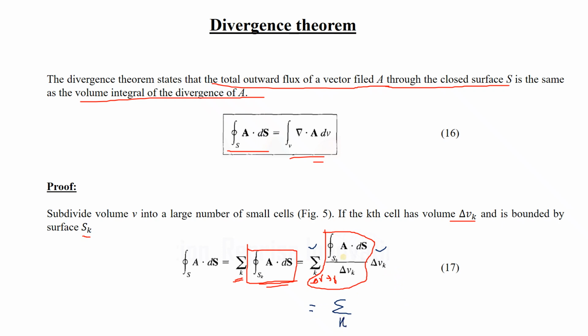So if the summation and delta Vk are outside, we can write it like this: summation, and what is this? This is nothing but the divergence of A. So divergence of A times delta Vk. Now the summation of small volumes is nothing but the integration over the volume. So we have started from here and we have ended over here.